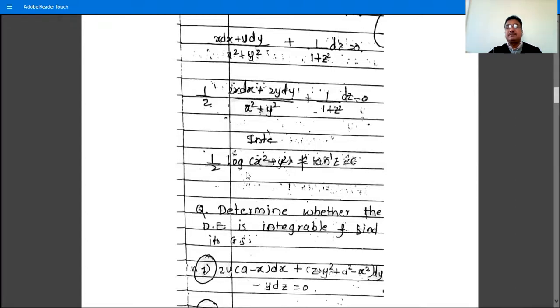So this is the general solution of the given differential equation, or primitive of the given differential equation, or is called the complete integral of the given differential equation, or solution of the given differential equation.